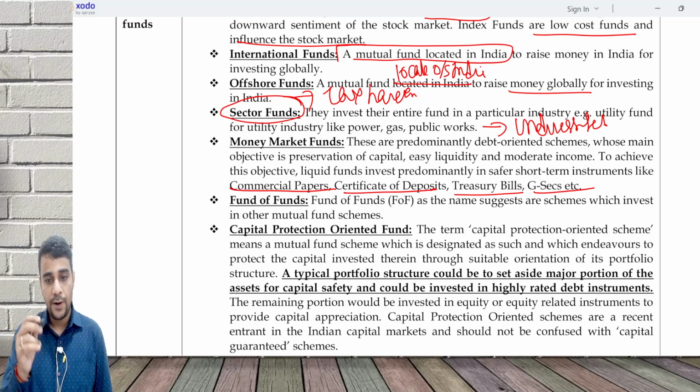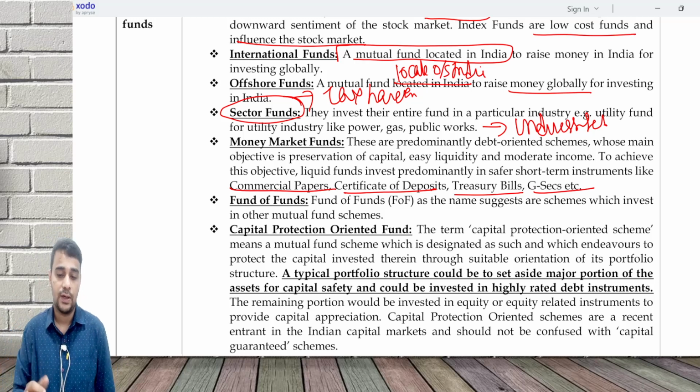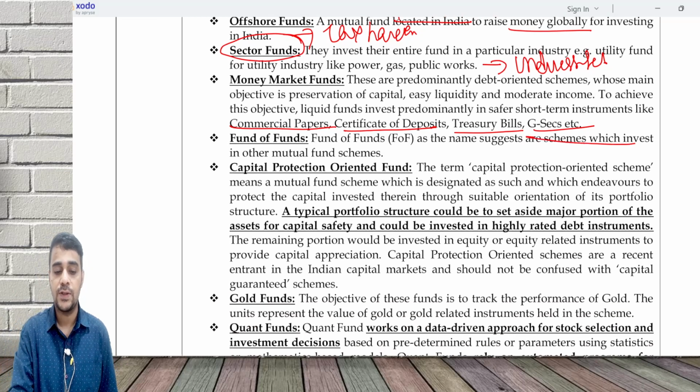A fund of funds is going to basically invest in other mutual funds. Practically we have thousands of mutual funds. So a fund of funds is going to invest in other mutual fund schemes.